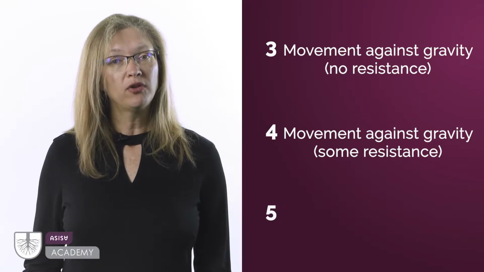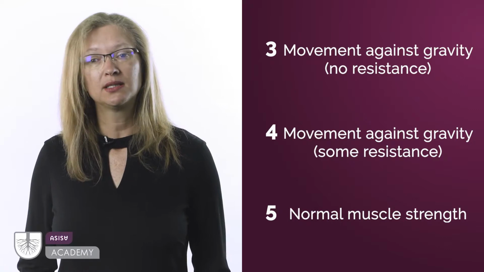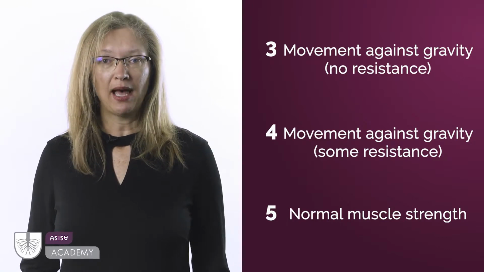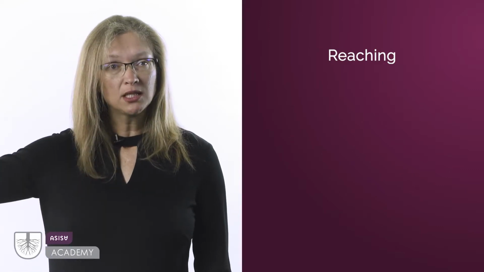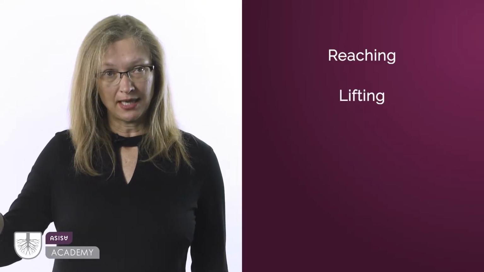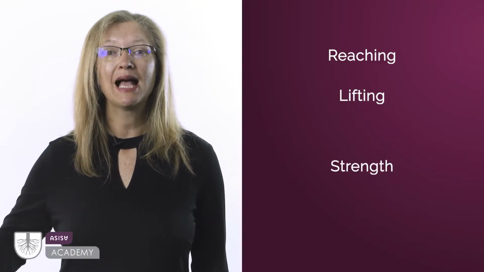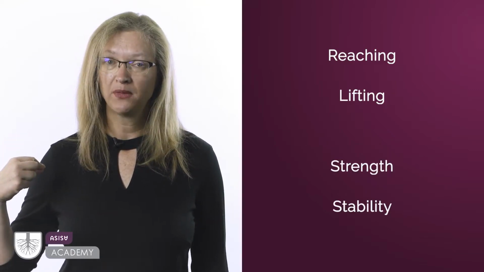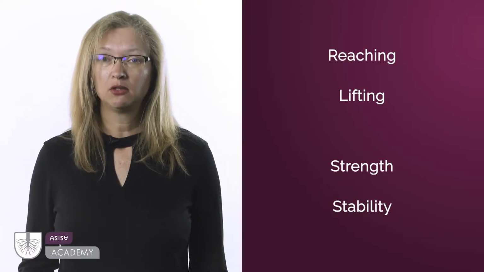And grade 5 muscle strength is normal muscle strength against resistance and being able to pick up objects. Looking at the function of the shoulder as an example, the shoulder is important to allow us to reach for objects and also to lift objects up. Therefore, we need strength around the muscle as well as good stability. And these are the principles you must remember for each muscle group.